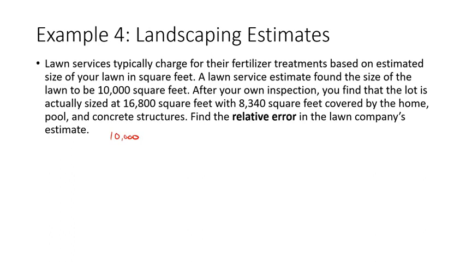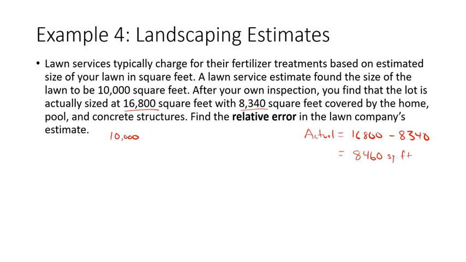After you inspect, you find that the lot is actually 16,800 square feet, and with 8,340 square feet covered by everything that's not lawn. And so the actual size of the lawn, 16,800 minus 8,340, or 8,460 square feet.